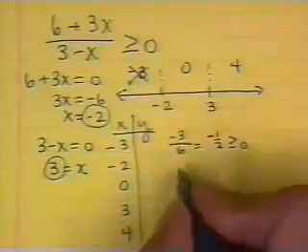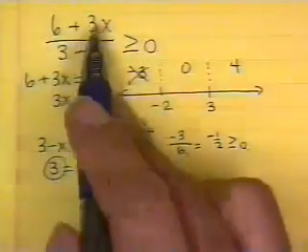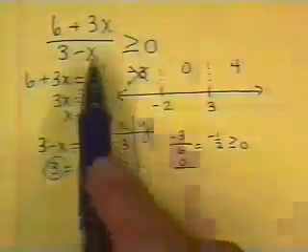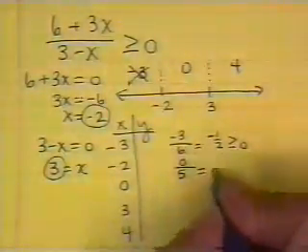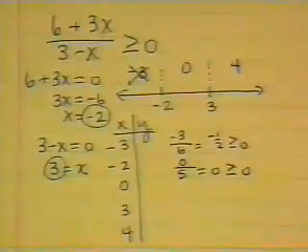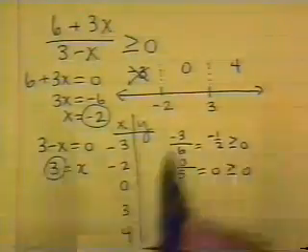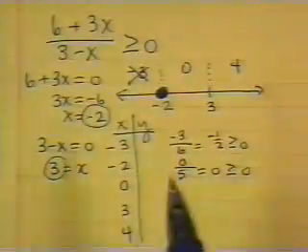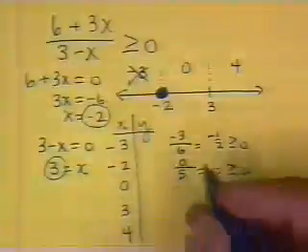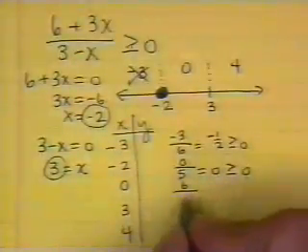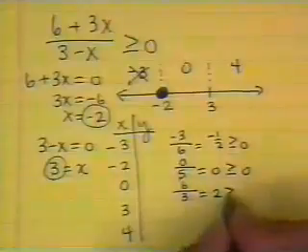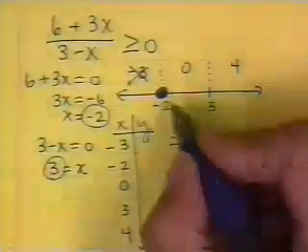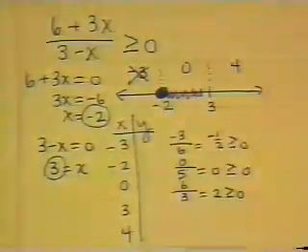Let's look at negative 2 now. 6 plus 3 times negative 2, that's 6 minus 6 or 0, over 3 minus a minus 2, that's going to give me 5. Is 0 greater than or equal to itself? That's true. Negative 2 will receive a solid circle. Now 0. 6 plus 3 times 0, that's 6 over 3 minus 0, that's 3. Is 2 greater than or equal to 0? True or false? That's true. This region will receive shading.